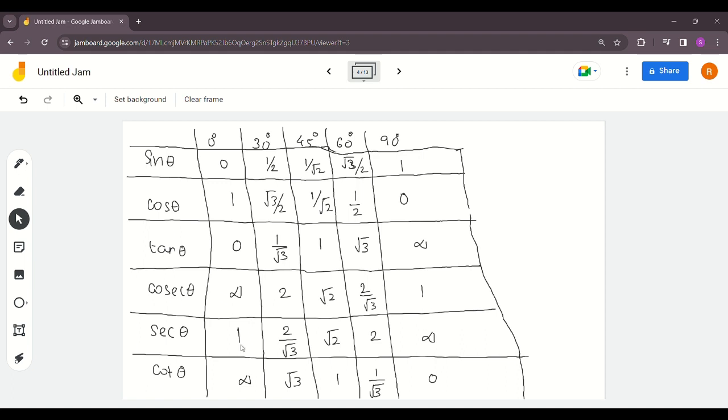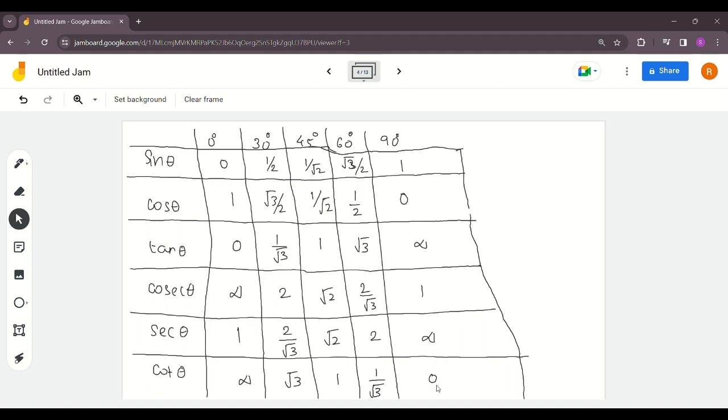And for sec, you just have to take cosec from right to left. So 1, 2 by root 3, root 2, 2 and infinity. For cot, you have to write tan from right to left. So infinity, root 3, 1, 1 by root 3, 0.